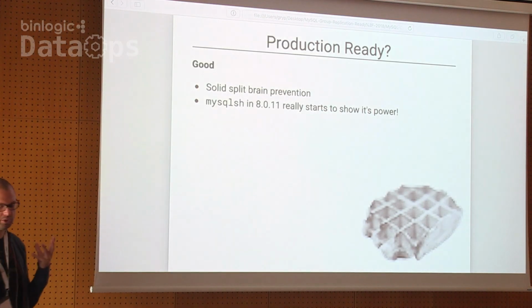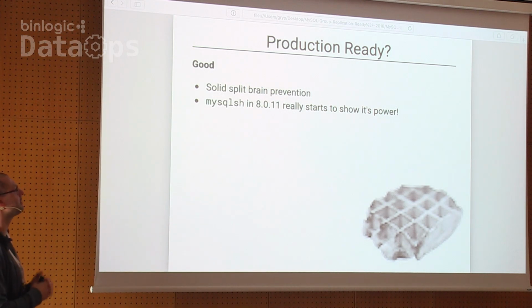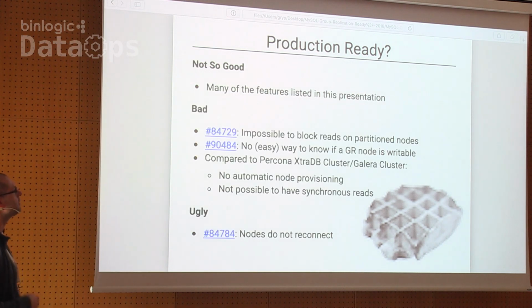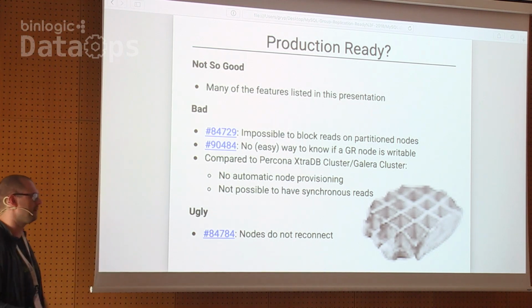So my general view on group replication is that it's great now because the split brain prevention is good. The MySQL Shell is really starting to show, like it's easy to use and it works out of the box. Just with a couple of commands, you have a cluster up and running. Some of the lesser things are that you can't block reads on partitioned nodes. There is no easy way, and hopefully that's fixed soon, to know if a node is writable or not. You need to do your own manual quorum calculation in your head, or use a stored function to calculate that. So it's hard to see what the status of an individual node is.